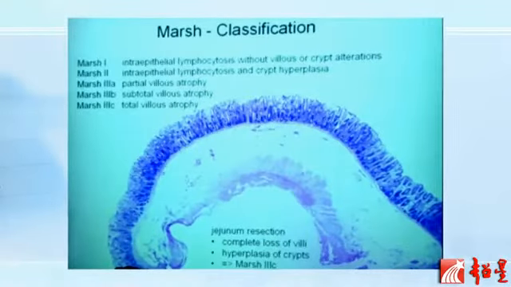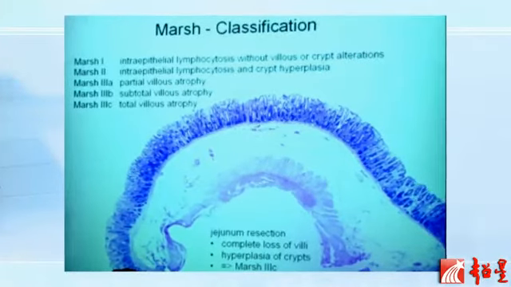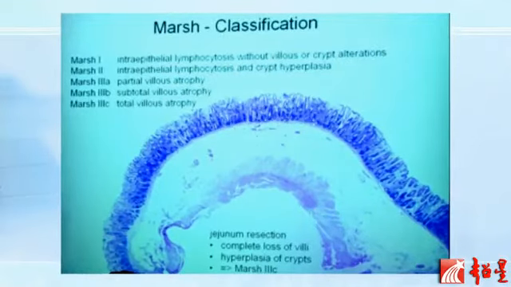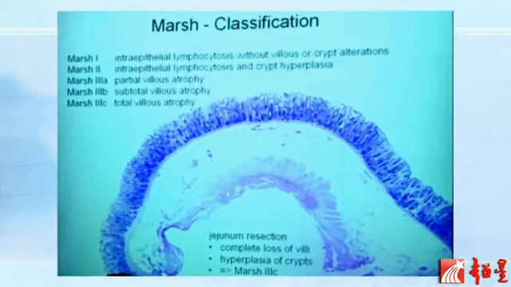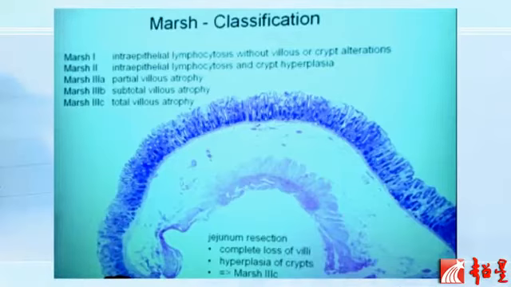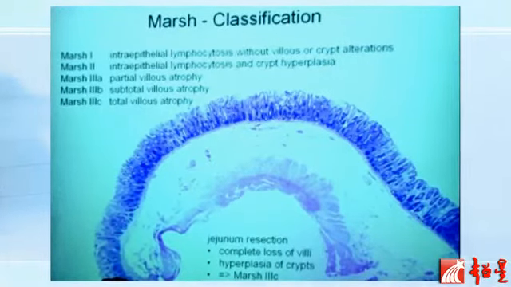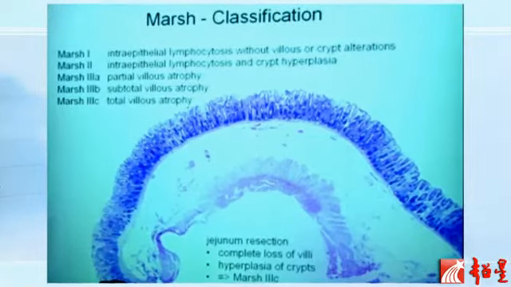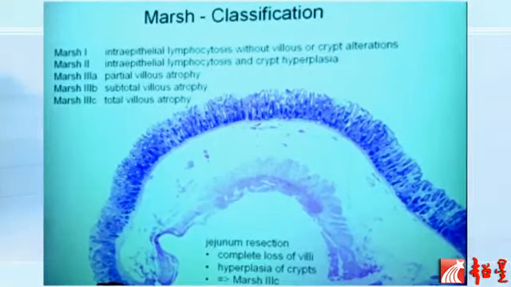And for this kind of disease, there is a Marsh classification according to the intraepithelial lymphocytosis and the atrophy of villi. And for this picture, the Marsh classification is Marsh 3C, total villous atrophy.